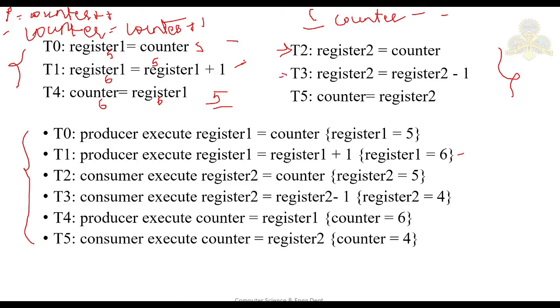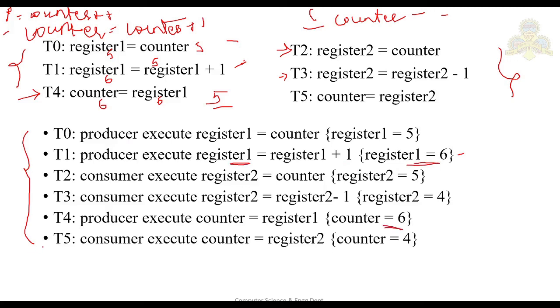Next, the T3 instruction is executed. It decrements register 2 by 1, so 5 minus 1 is 4. That 4 would be placed in register 2. So these two instructions, T2 and T3, have been executed. Next, the T4 instruction is executed, which is on the producer side. Whatever the value of register 1 is, it puts into the counter. The register 1 value was 6. Now 6 will be placed in your counter, so the counter value is 6 now.